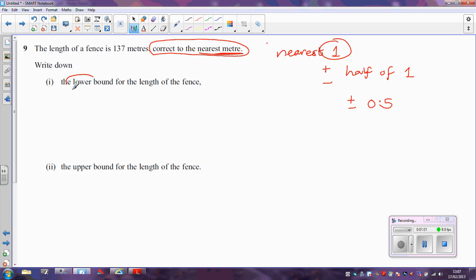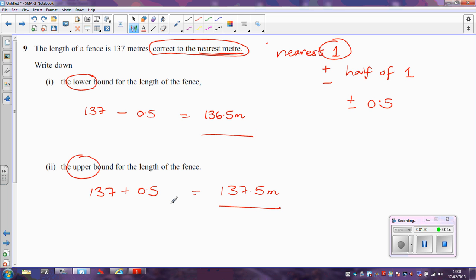So the lower bound is found by calculating 137 meters take away that 0.5. Now that comes out as 136.5 meters. That's the lower bound for the length of the fence. The upper bound for the length of the fence, similar idea, but we just have to do 137 this time, add 0.5 meters. In other words, 137.5 meters.